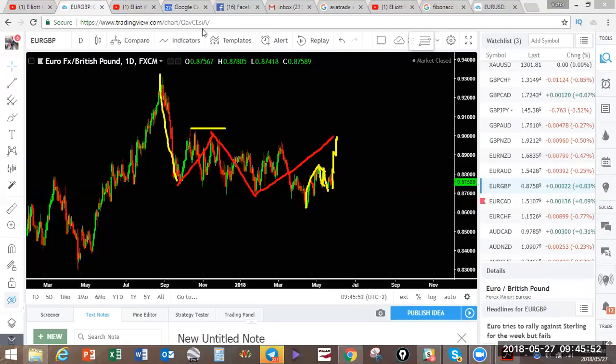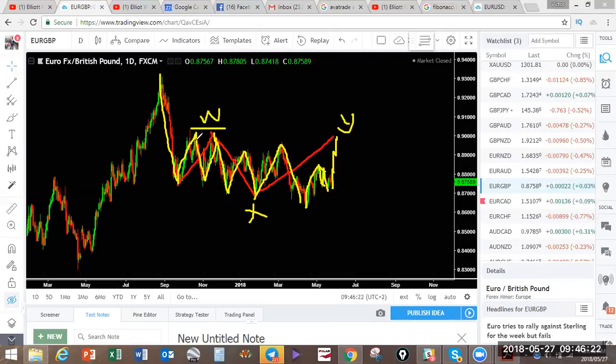So if you look at this here, you'll see that this is 1, 2, 3, 1, 2, 3, 1, like that. This is 1, 2, 3 in the first leg, 1, 2, 3 second leg, 1, 2, and the third leg here. That's why I'm expecting up. So this is actually a WX and then a Y structure.